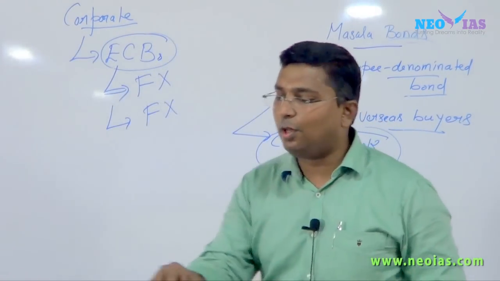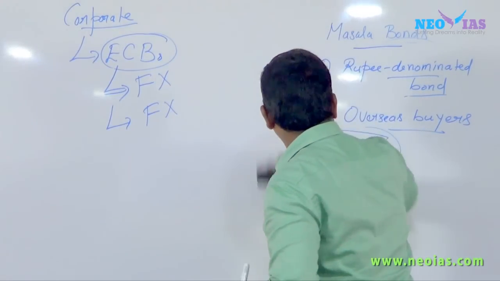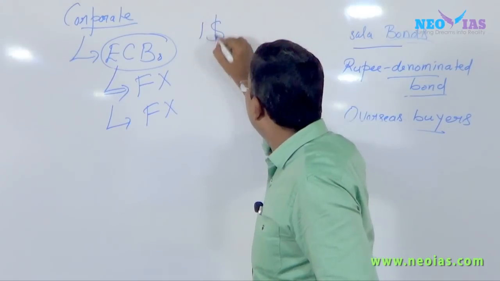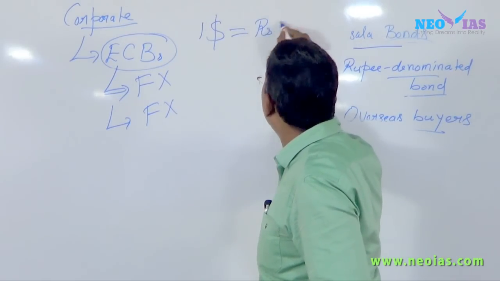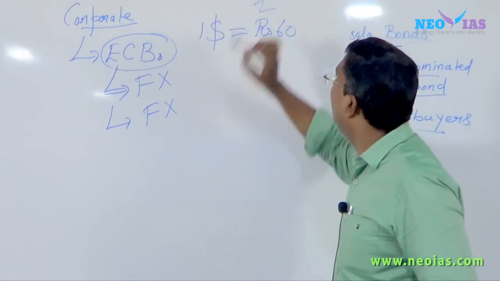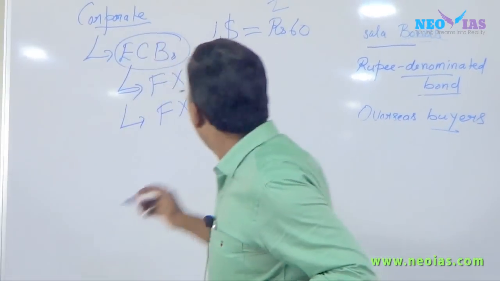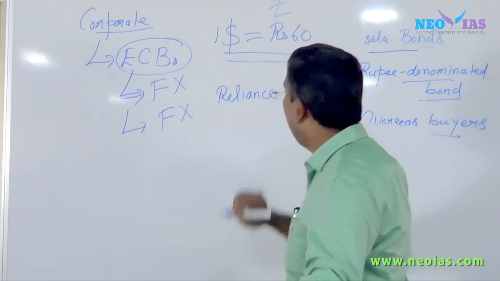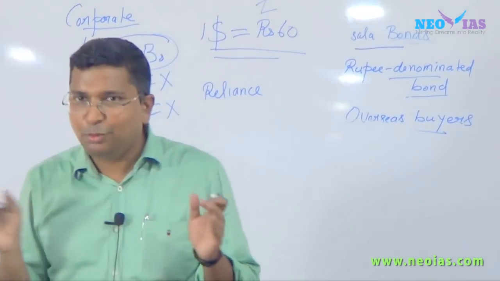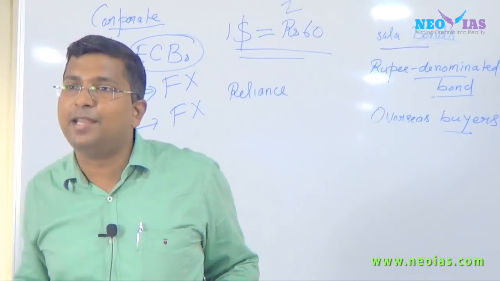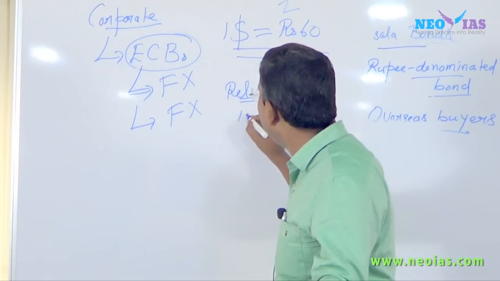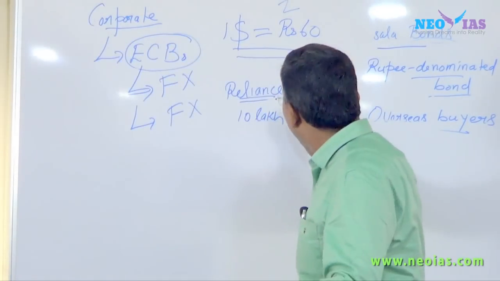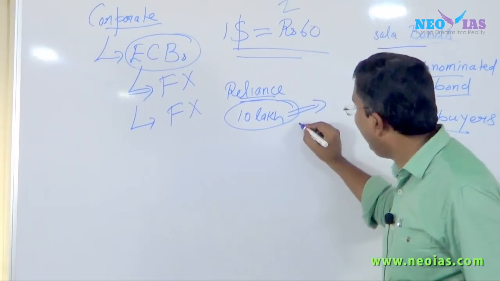Now I'll give you an example of currency risk. Imagine a situation in which $1 is 60 rupees. Take the example of Reliance. For your understanding, I'm using a very small amount. Imagine Reliance is raising funds of 10 lakh. For Reliance, 10 lakh is a very small thing, but imagine it is raising 10 lakh for a 2-year maturity.